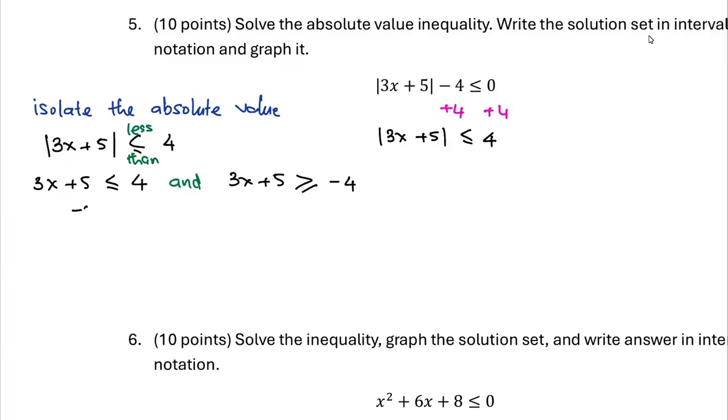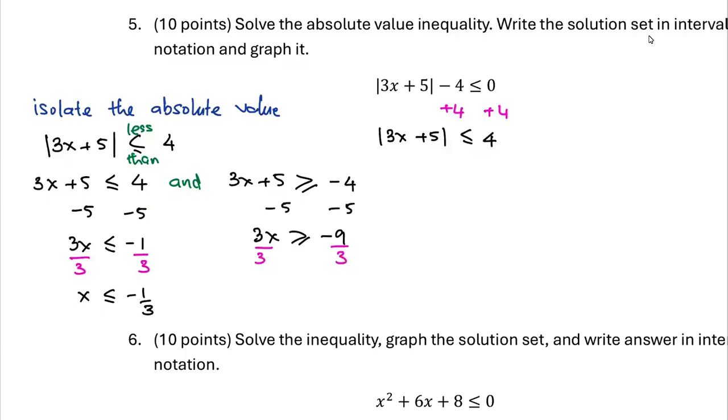Solving right now. Subtracting 5 from both sides, I get 3x less than or equal to negative 1, divided by 3. I'm getting x less than or equal to negative 1 over 3. On the other side, subtracting 5, I get 3x greater than or equal to -9, divided by 3. Then I get x greater than or equal to -3.